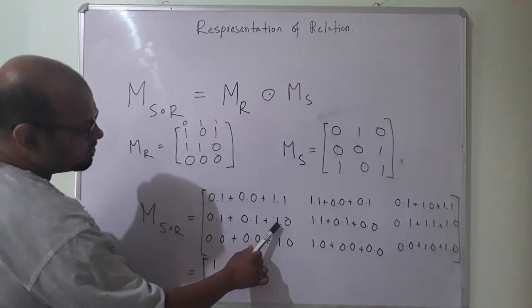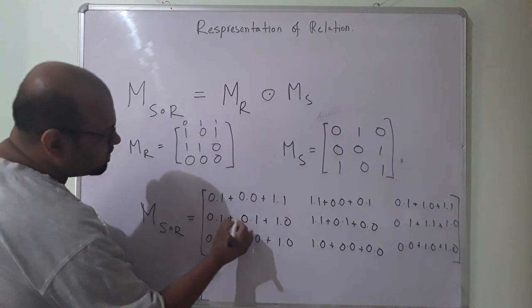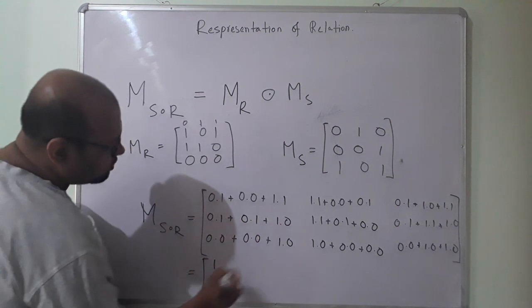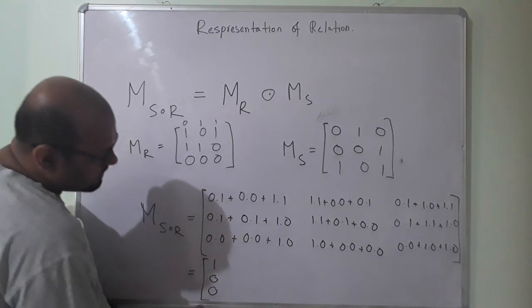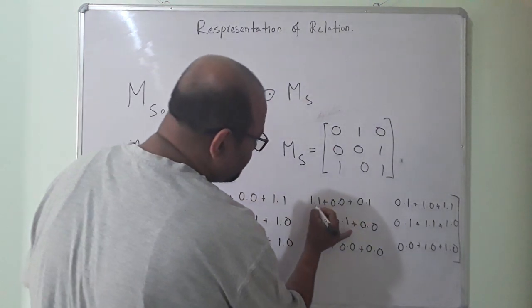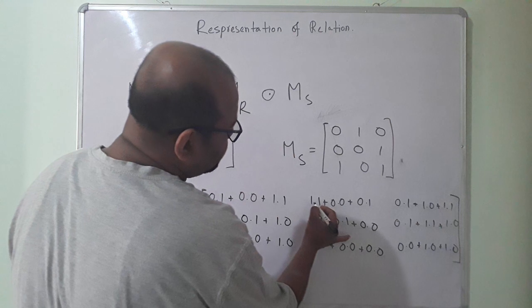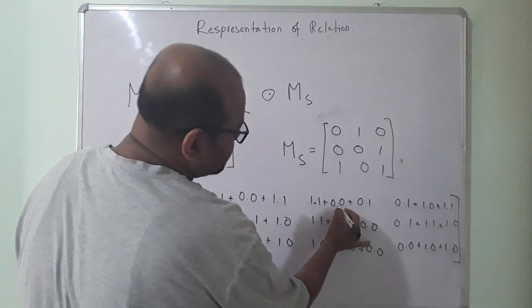0 and 1 will give me 0. 1 and 0 will give me 0. So 0 or 0 will give me 0. Here also 0 or 0 will give me 0. Here 1 and 1 is giving me 1. 0 and 0 is giving me 0.